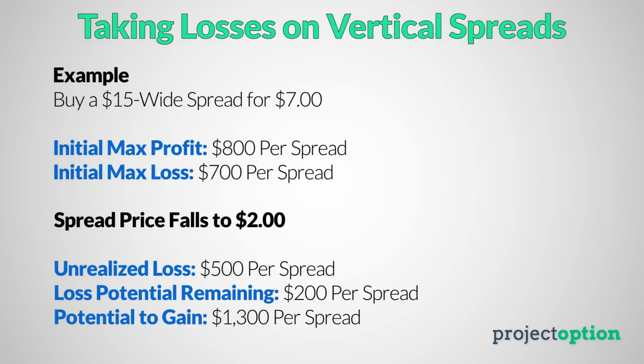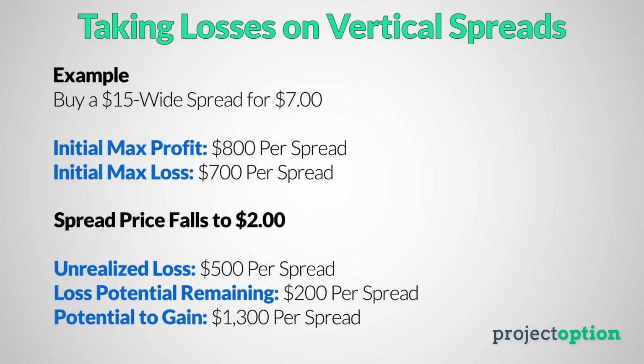With the spread's value at $2, the most I can lose is $200 per spread, but if the spread's price miraculously goes from $2 to its maximum value of $15 through a favorable stock price movement, I will experience a $1,300 gain in my favor.